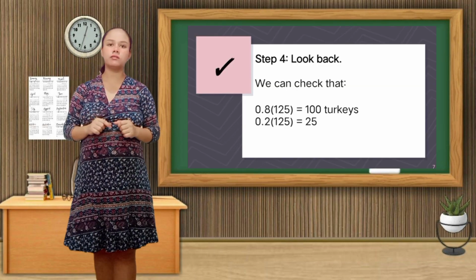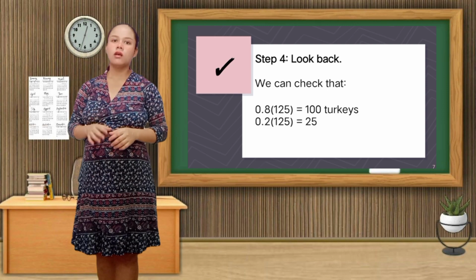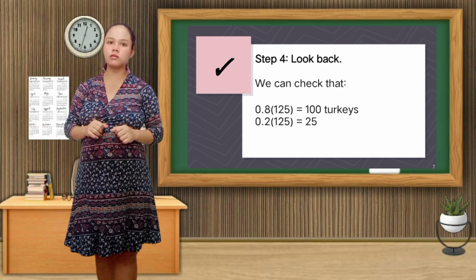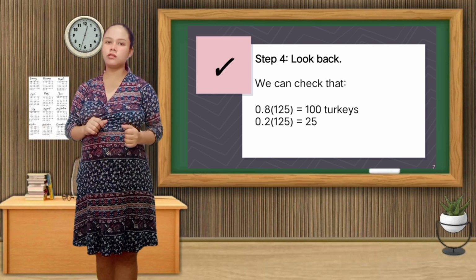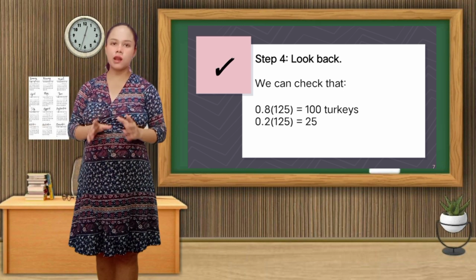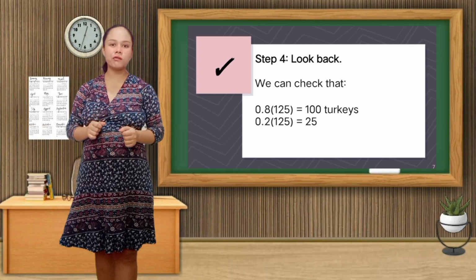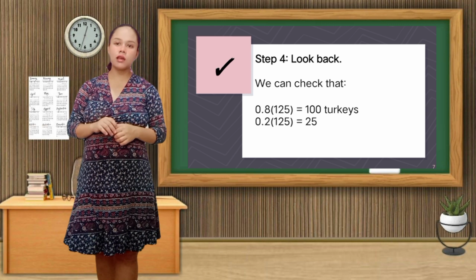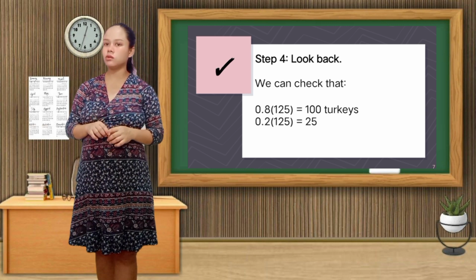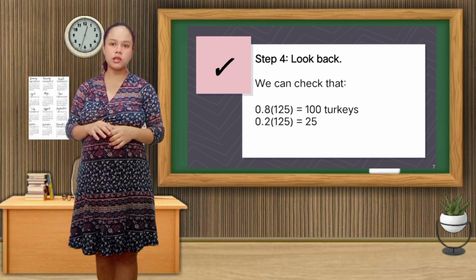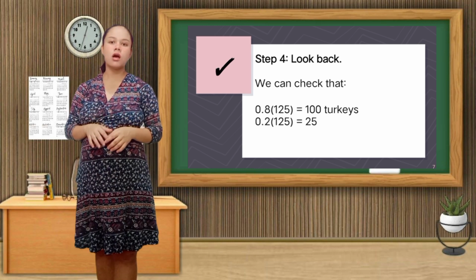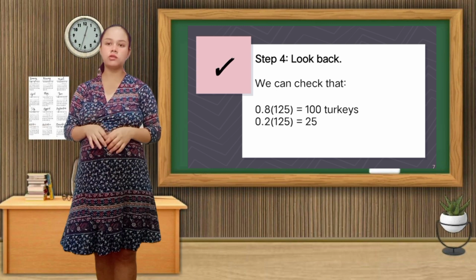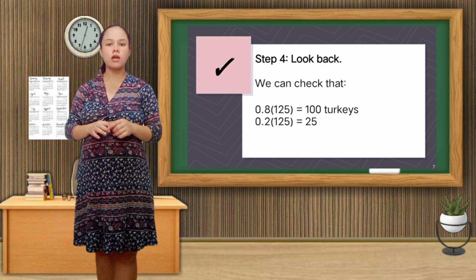So step 4, look back. Therefore, there should be more legs than animals. The animals each have an even number of legs, and 300 fits this. So we can check that 0.8 times 125 is equal to 100 turkeys, and that 0.2 times 125 is equal to 25 to make sure the number of animals is correct.